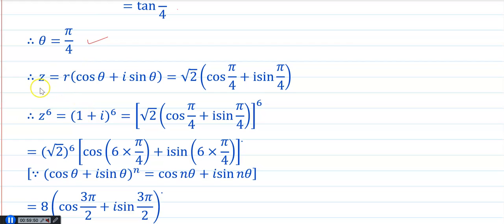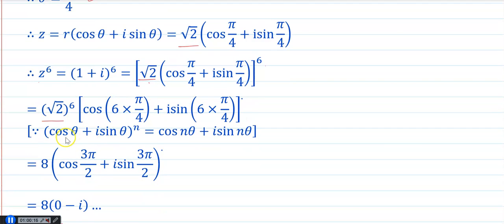Therefore, z is equal to r times cos theta plus i times sin theta. The value of r is root 2, so root 2 times cos of pi by 4 plus i times sin of pi by 4. Bracket raised to 6 means what? 1 plus i bracket raised to 6, that is z raised to 6. That is root 2 times cos of pi by 4 plus i times sin of pi by 4, bracket raised to 6. Means what? Root 2 raised to 6. This is the first one.